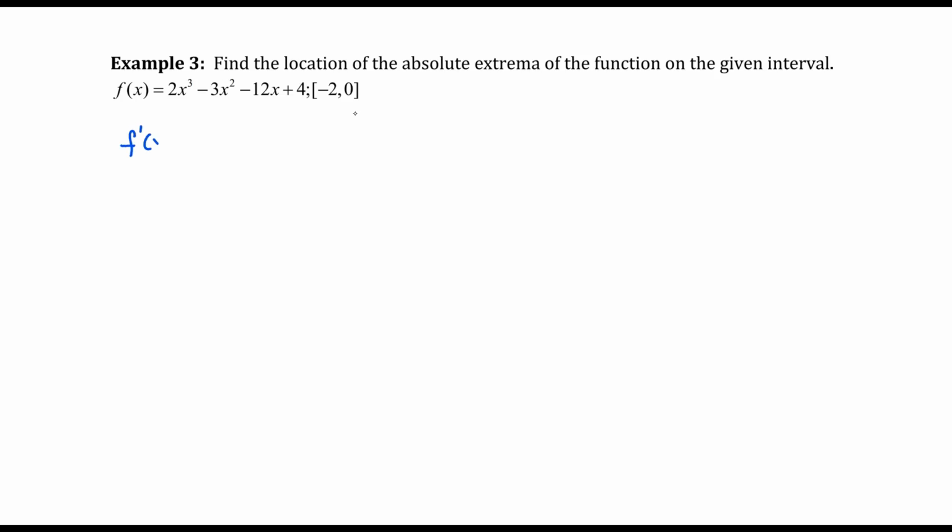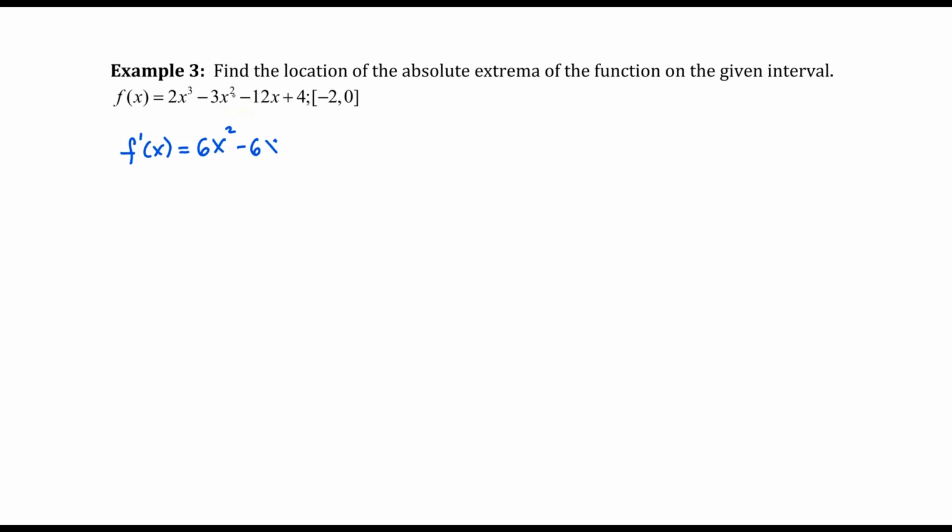To find the critical numbers, we are going to find the derivative of the function. So let's differentiate each term here. The derivative of 2x cubed is 6x squared. And the derivative of negative 3x squared is negative 6x, minus the derivative of 12x, which is negative 12, and the derivative of 4 is 0. Then you equate the derivative to 0. And next is to factor the expression here.